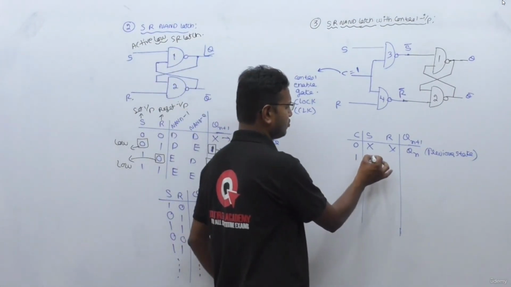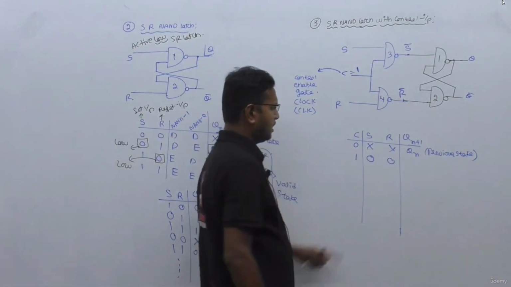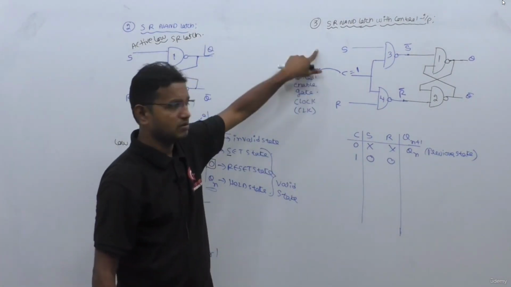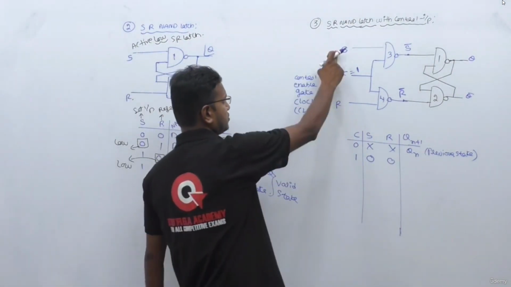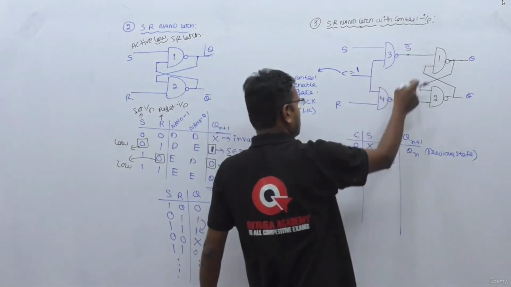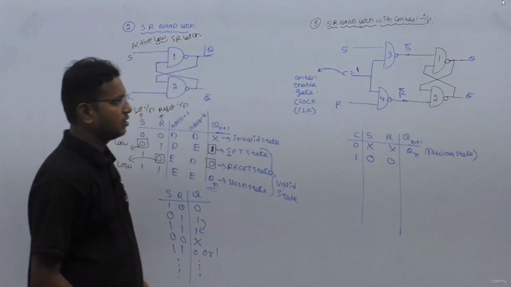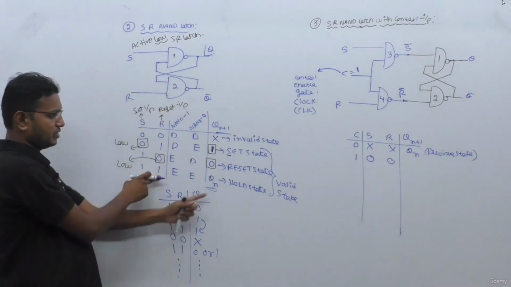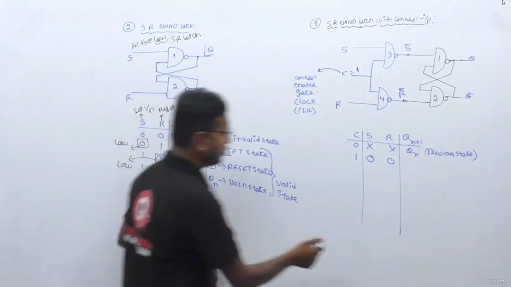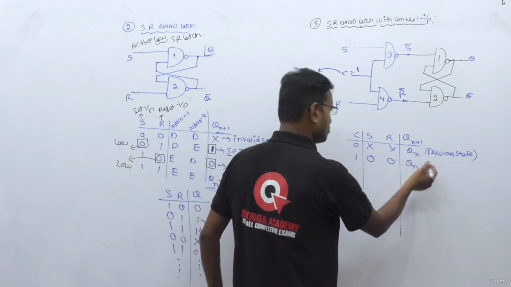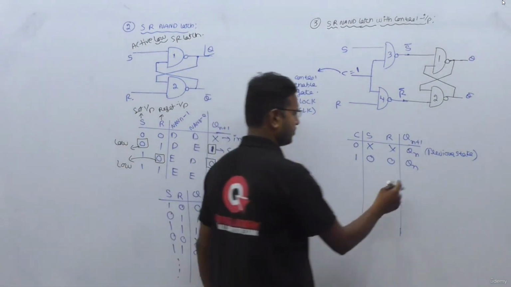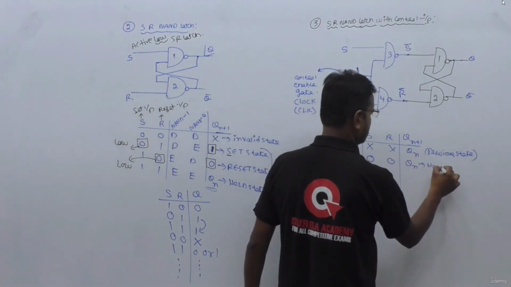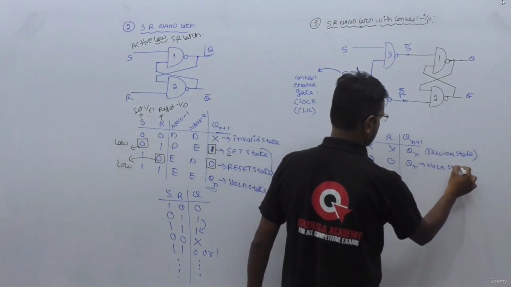Now I'll take S equal to 0, R equal to 0. S and R are here, remember. So if S equal to 0, R equal to 0, S bar, R bar will be 1, 1. That means for NAND gate 1 and 2, if I give 1, 1, it will enter into a hold state again. Q and hold state, or previous state, are one and the same.